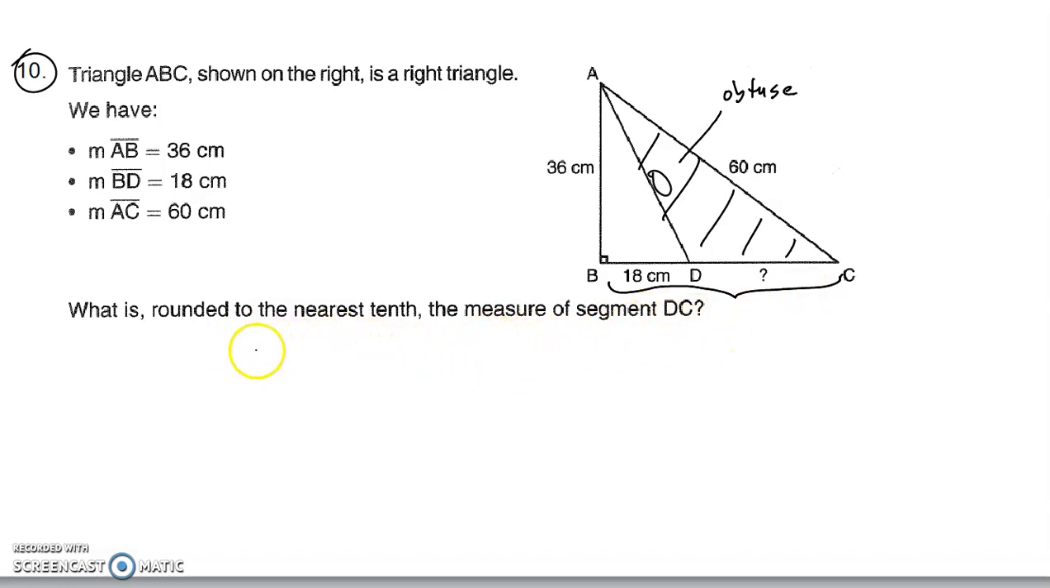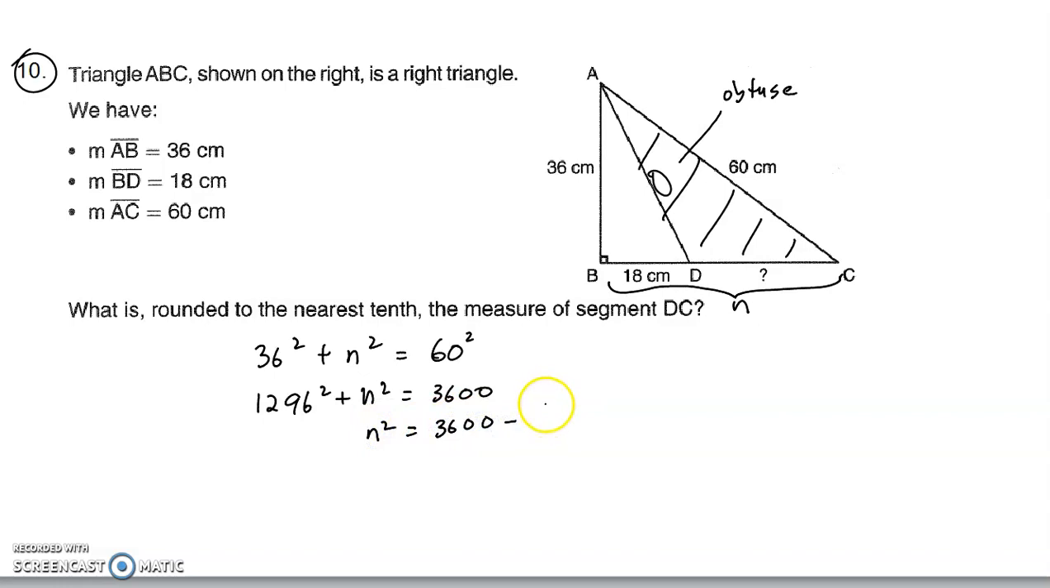So it's going to be 36 squared plus, and I'm going to call this side n, equals 60 squared, right? So I'm using the large triangle. 36 squared is 1296. n squared equals 3600. I'm going to subtract that on the other side. 3600 minus 1296, and that's going to give me 2304.